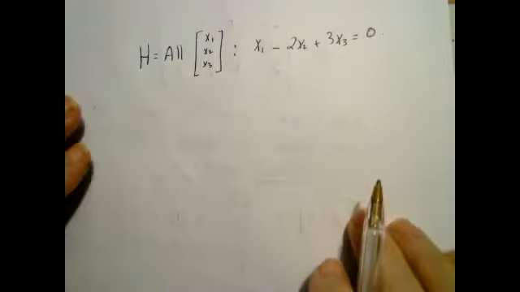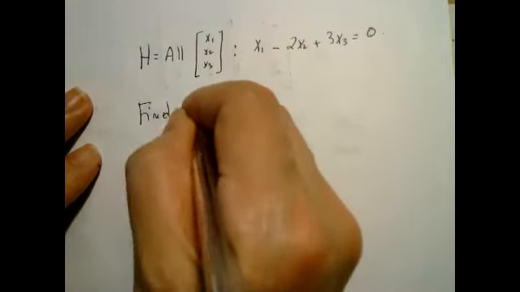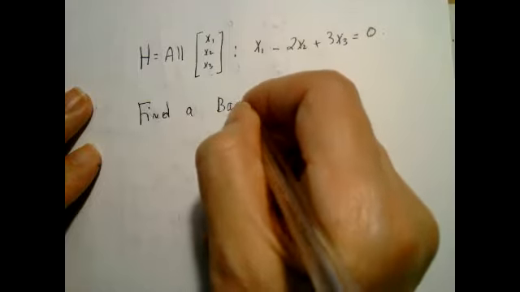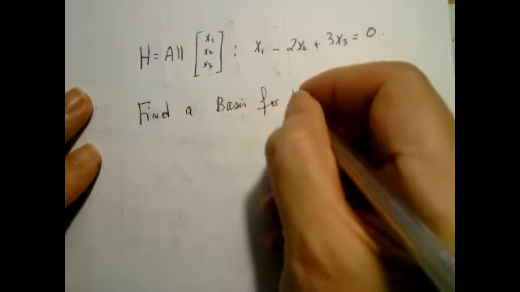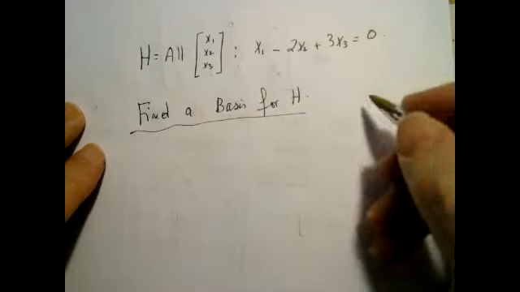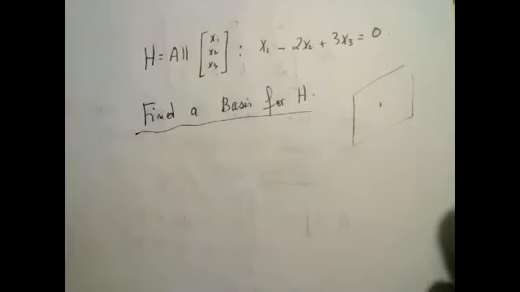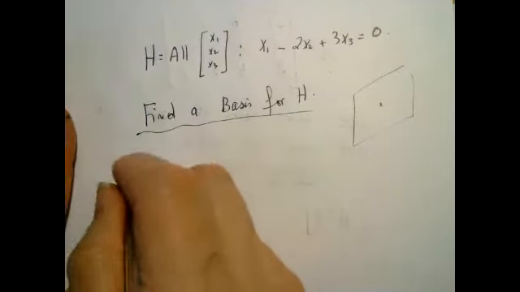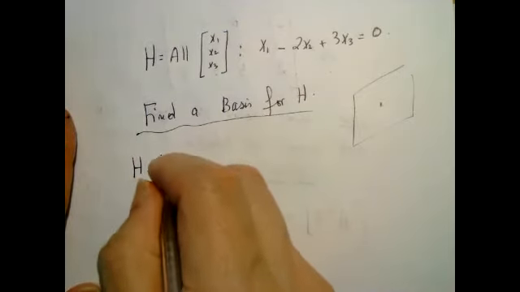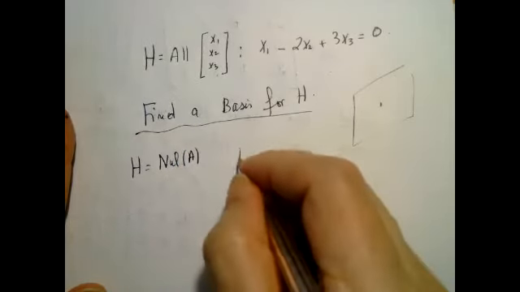So now my question is, I want to find a basis for H, by looking at it as a null space. So this is a subspace, which is basically a plane, and I want to find a basis for it. There are two ways to do it. I'm going to do it using the idea of the null space. H is basically the null space of a matrix A. But what is A?